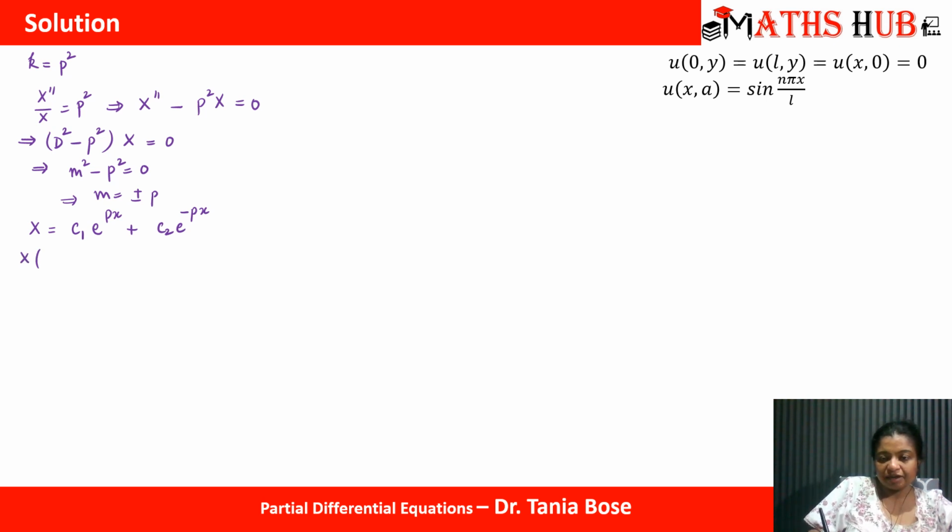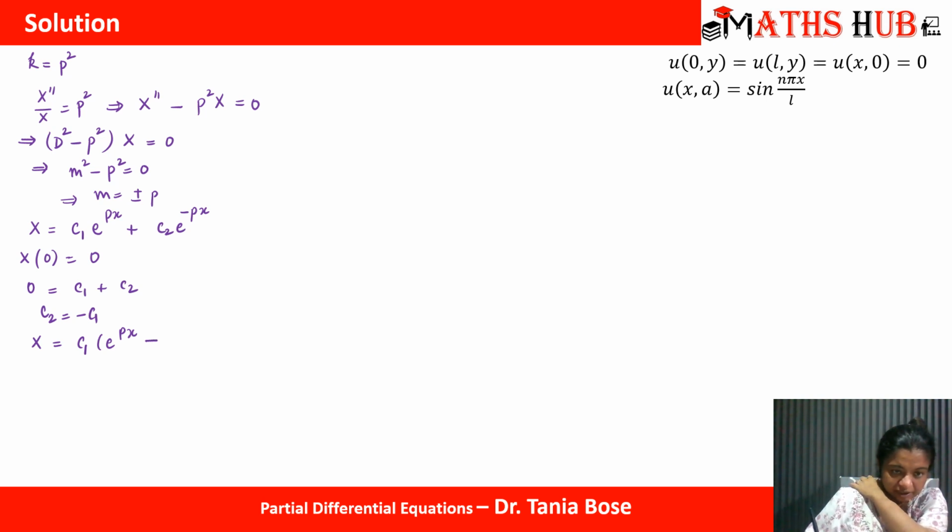So now let us apply the first boundary condition, that x at 0 is equal to 0. So from here we will get 0 is equal to c1 plus c2. E raised to power 0 will become 1, right? So from here we get a relation that c2 is equal to minus c1. So x comes out to be c1 e raised to power px, c2 I'll put minus c1, so I can take out c1 common and I will get e to the power minus px, right?